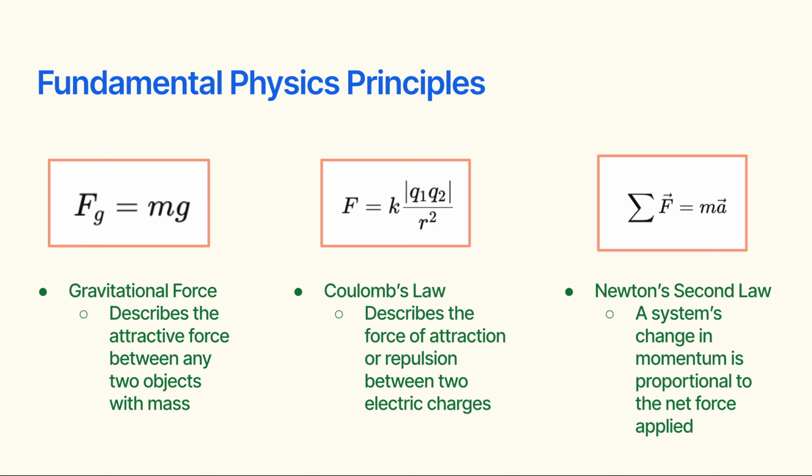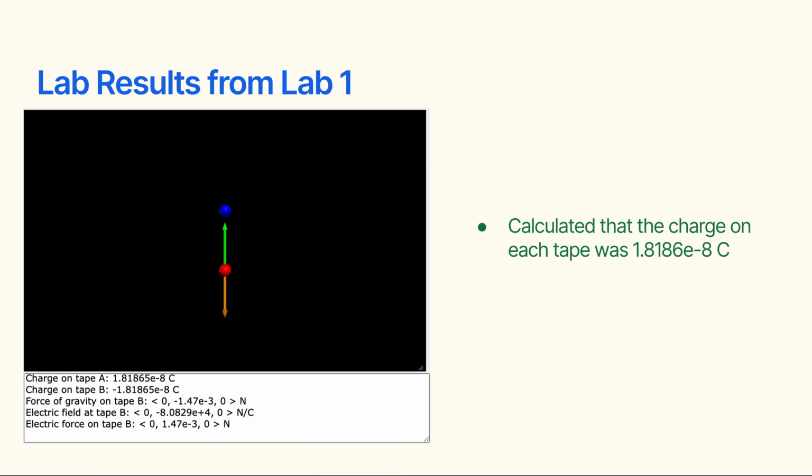The fundamental physics principles used in this lab were gravitational force, which describes the attractive force between any two objects with mass, Coulomb's law, which describes the force of attraction or repulsion between two electric charges, and Newton's second law, which says a system's change in momentum is proportional to the net force applied.